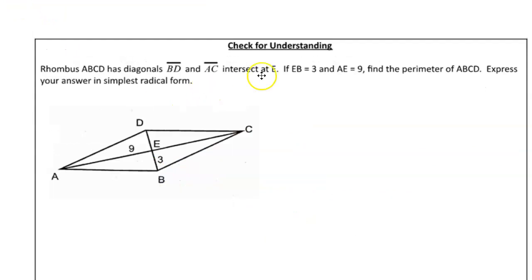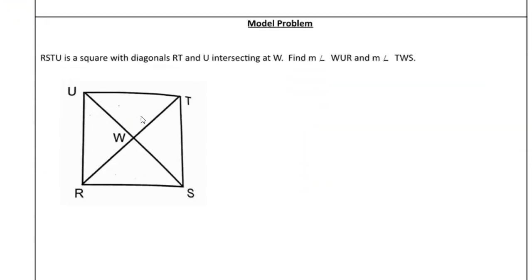Let's move on to the last model problem, which is down here. It tells us that RSTU is a square with these diagonals that intersect at W. It asks us to find the angle WUR and angle TWS. Well, by now you know, we should start writing down the things that we know about the shape first, and then label stuff that is missing.